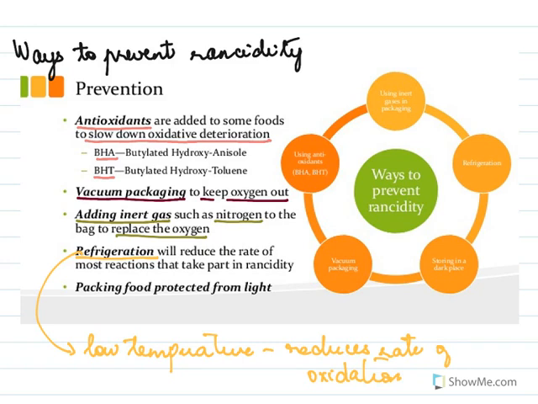And then we have packing food protected from light. We have to make sure that the food is packed in nice dark containers and protected from light. So these are the ways in which rancidity could be prevented.